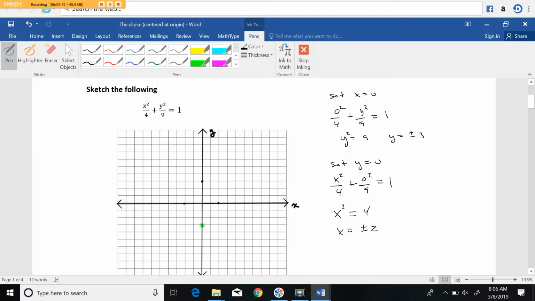That's pretty well enough. We'll just sketch our ellipse. Not the best ellipse I've ever drawn, but good enough, right? So when they're centered at the origin, they're really a piece of cake to graph.